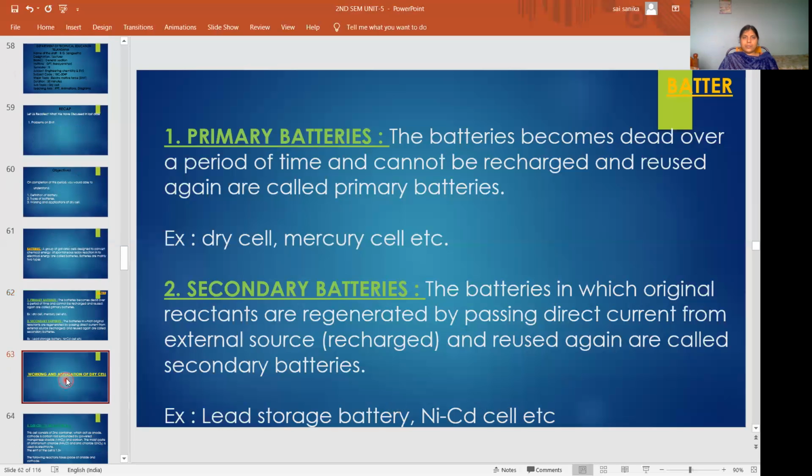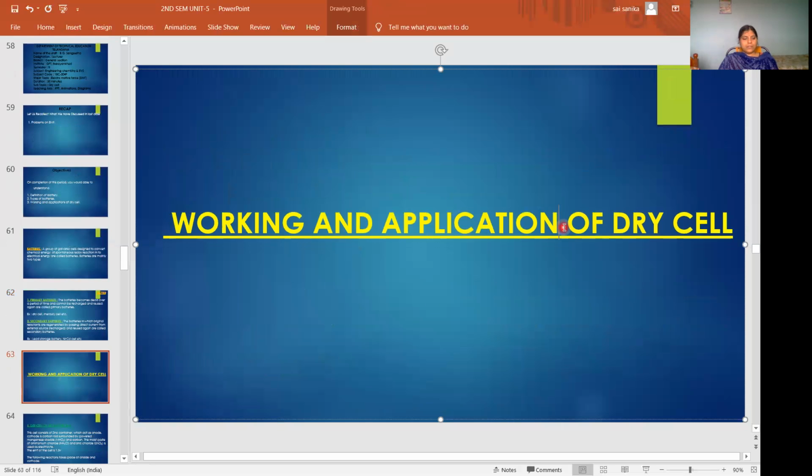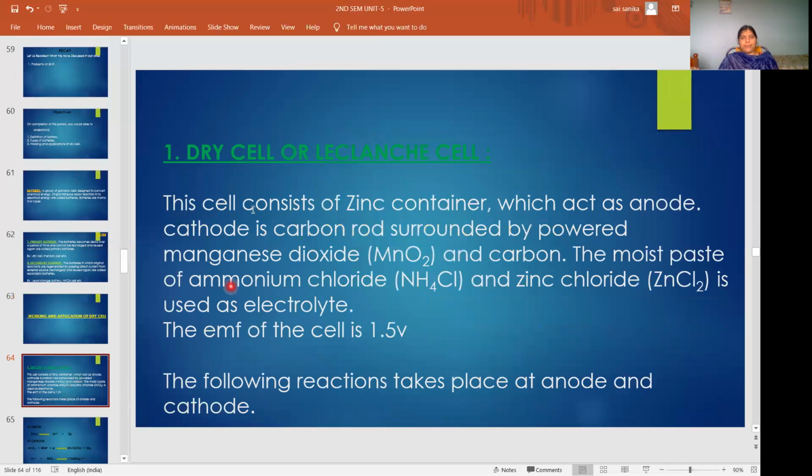Today our topic is the working and applications of the dry cell. The dry cell is also called the Leclanche cell. In the exam they can ask to write about the dry cell or write about the Leclanche cell, so you should know the second name also, that is Leclanche cell. Dry cell is also called the Leclanche cell.